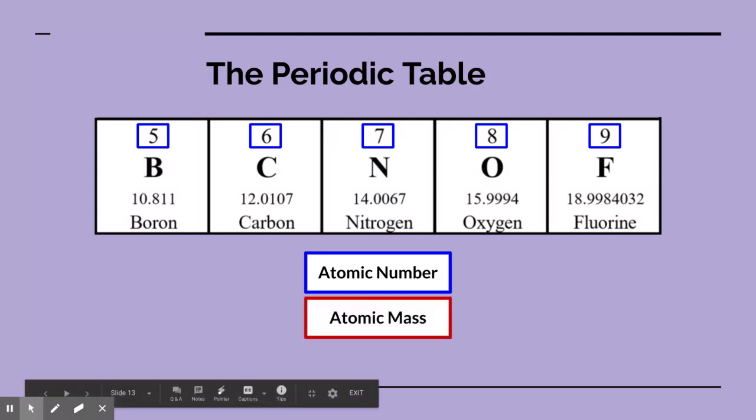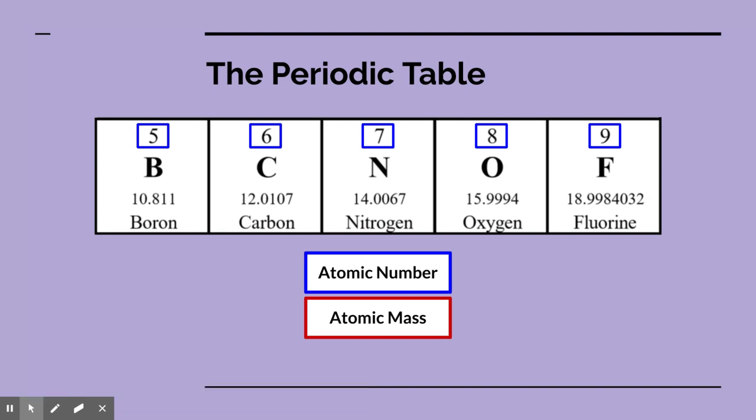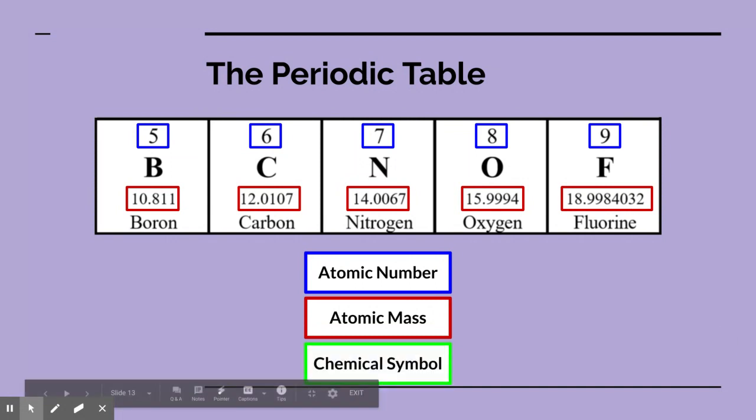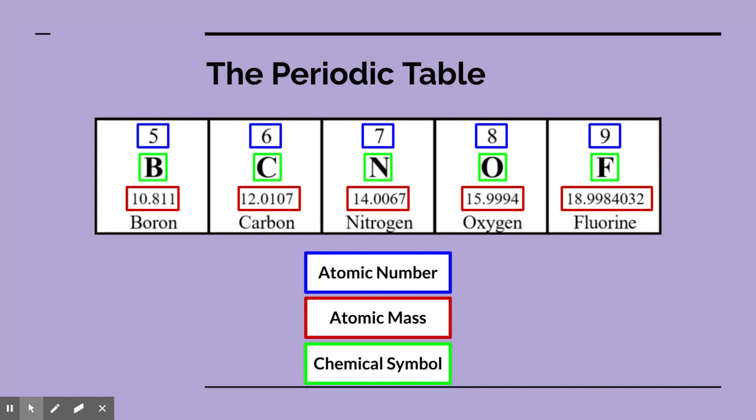Now, the atomic mass, remember, this is going to be outlined in red. Remember that this is the fraction, this is the decimal in the box. So that's going to be for boron, the 10.81, and then carbon is 12.0107, nitrogen is 14.0067, oxygen is 15.9994, fluorine is 18.9984. Okay. And then lastly, I know I didn't ask you to do this, but what are the chemical symbols again? Well, remember, the chemical symbols are just the abbreviations. So boron is B, carbon is C, nitrogen is N, oxygen is O, fluorine is F.